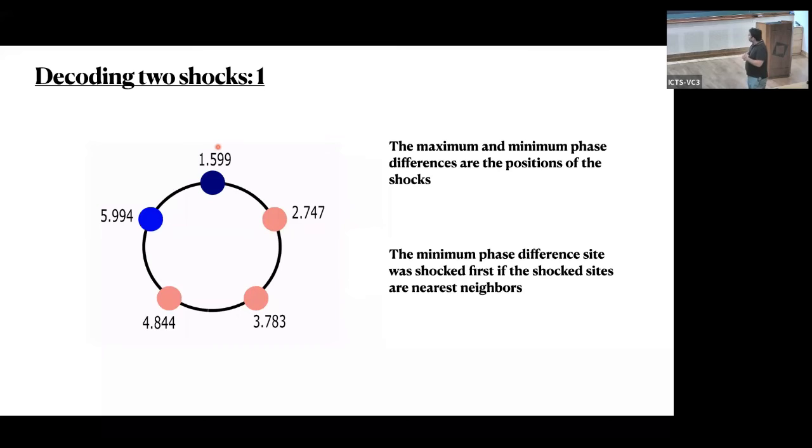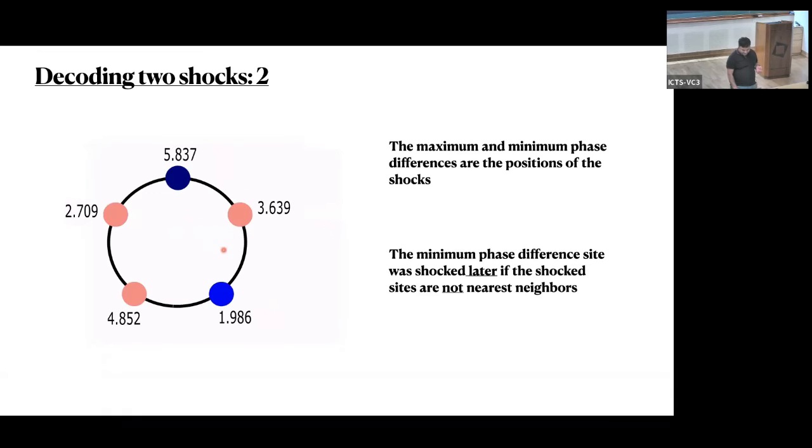Suppose now you have two shocks, then this is how it looks. Still there's a symmetry. If you have two shocks, the maximum phase difference marks the site that was shocked first. So this one was shocked first and this was shocked again later. And you see that there is a nice clockwise symmetry here, which is again stunning because it's not what you expect. And you can also find it similarly if two non-neighboring sites are shocked. So there is some decoding protocol that you can have.